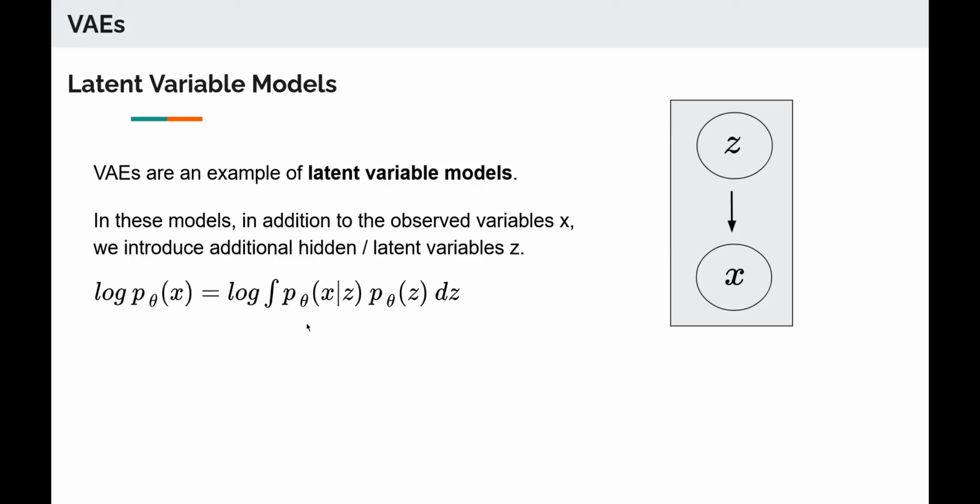as the marginal. So we can look at the joint distribution of P of X and Z, and then marginalize out Z, right? So the joint distribution by chain rule becomes P of X given Z, P of Z, and then we integrate out Z. So we are left with just P of X.